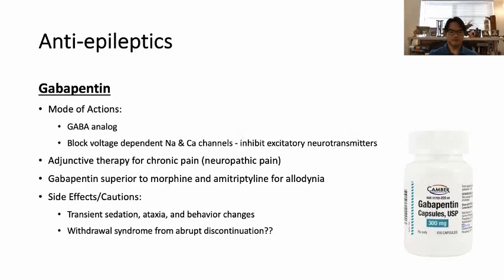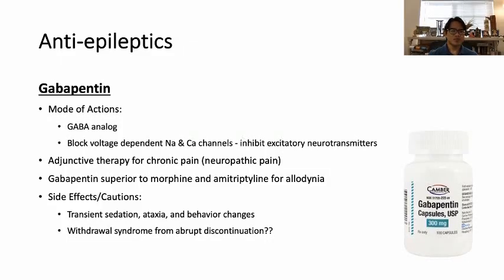The next class of medications is gabapentin, which is an anti-epileptic drug. The mode of action of gabapentin is that it is a GABA analog, but it does not increase GABA level in the body. What makes it helpful for pain control is that it blocks voltage-dependent sodium and calcium channels, which helps to inhibit excitatory neurotransmitters within pain transmission. That's how it helps to suppress pain transmission within the body.